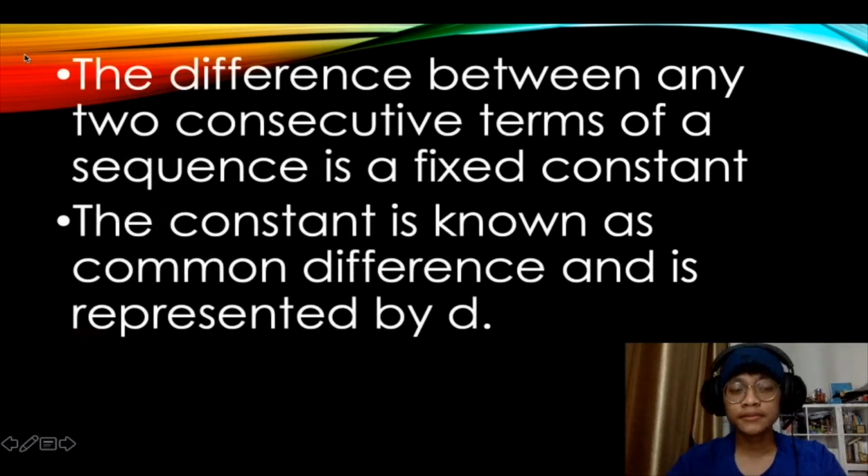The basics. First, the difference between any two consecutive terms of a sequence is a fixed constant. The constant is known as common difference and is represented by D. Remember that D is the letter that represents common difference.